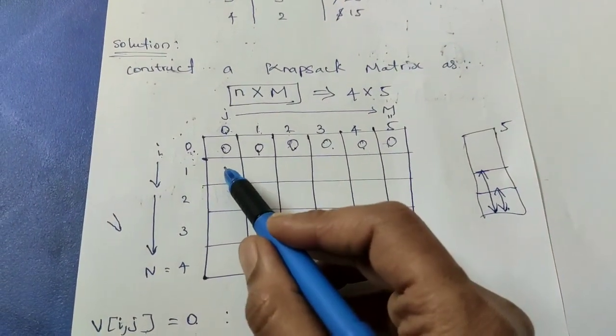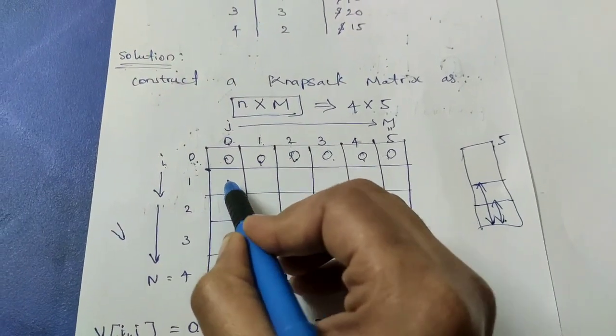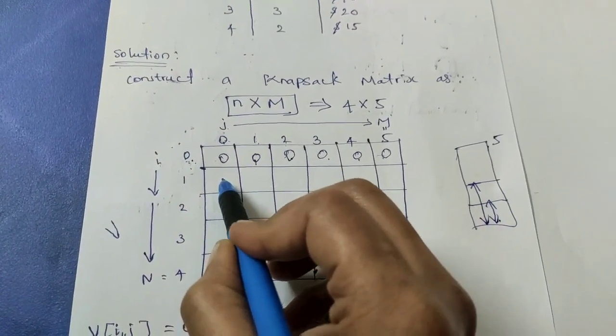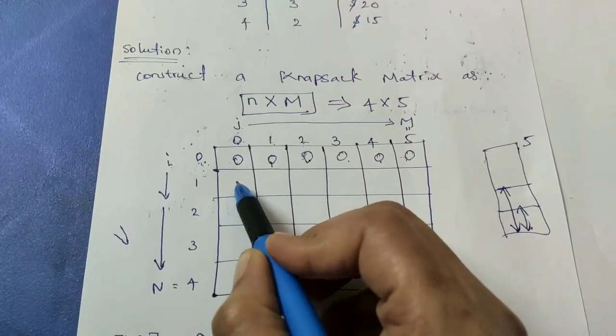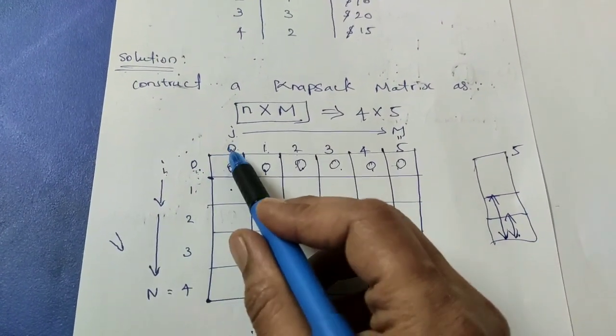Now what is the next location to fill? This is the next location to fill. This is the next location to fill. What is the location? 1, 0.